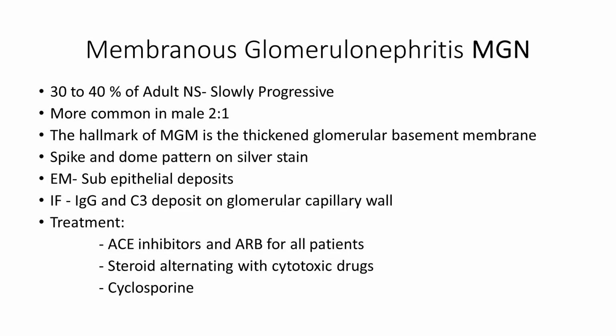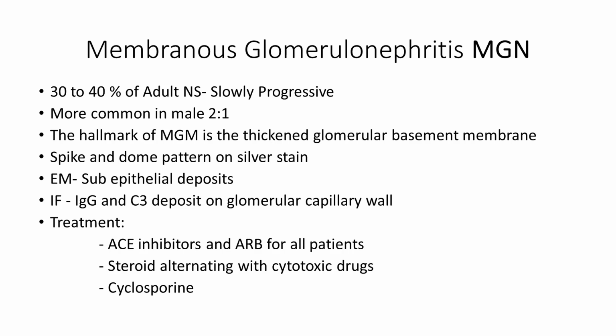Membranous nephropathy is 30 to 40% of adults, slowly progressive, more common in males, 2:1. The hallmark of membranous glomerulonephritis, that's why it is called membranous, is the thickening of the glomerular basement membrane. Spike and dome pattern is seen when you stain the glomeruli with silver stain. Subepithelial deposits are seen on electron microscopy, and immunofluorescence shows IgG and C3 deposits.